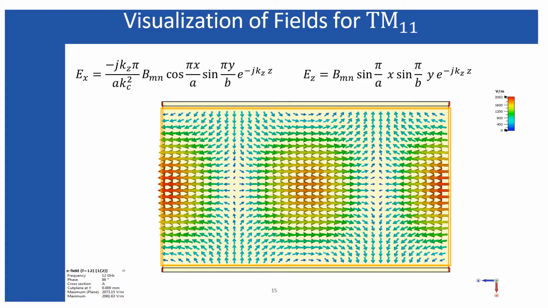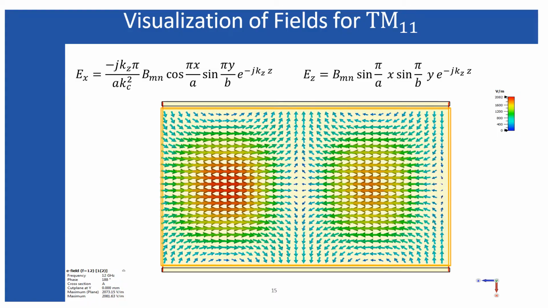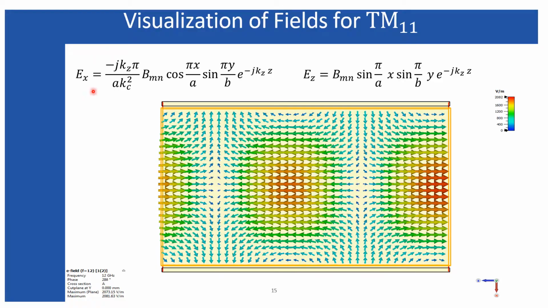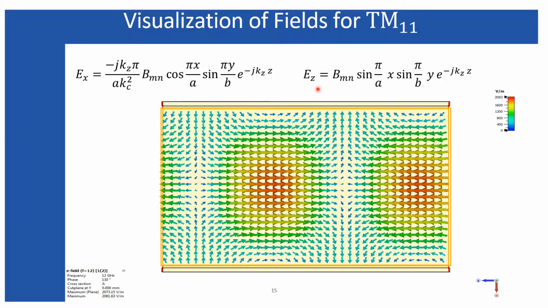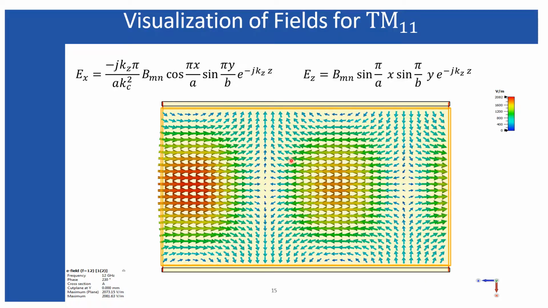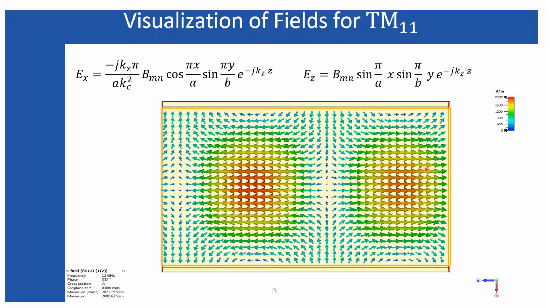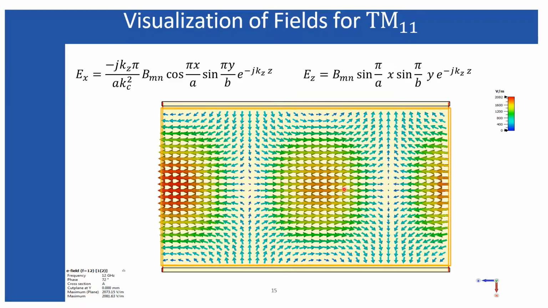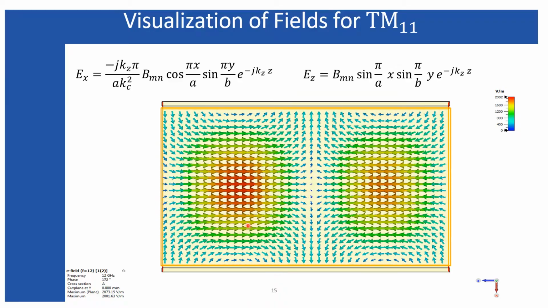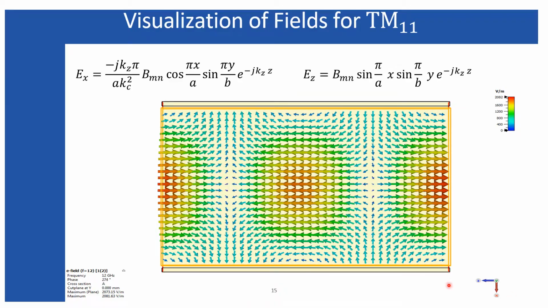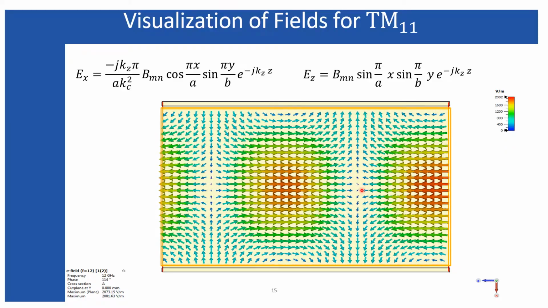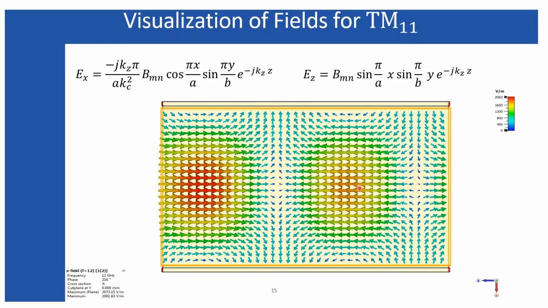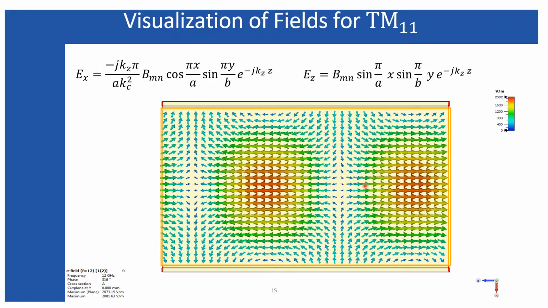Let's consider the Ex and Ez components first. Here, due to the presence of the Ex and Ez components, which are defined on the xz plane, the propagation of the wave we are observing on the xz plane over here. This direction is the z direction. This is the z direction. The vertical direction is the x direction, and the direction toward you is the y direction.